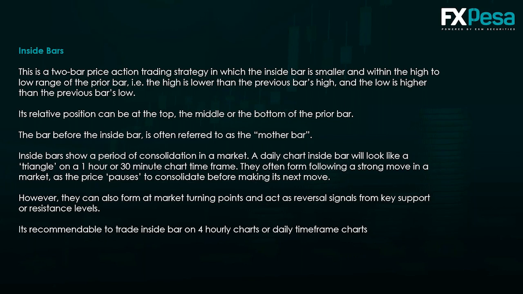So inside bars show a period of consolidation in a market. Consolidation is where you have indecision in the market. So it's like buyers or sellers trying to get in, consolidate those volumes before, of course, the market takes direction. So a daily chart inside bar will look like a triangle when you go to lower time frames, on an hour or 30 minutes time frame.